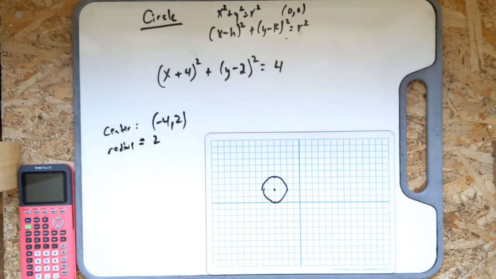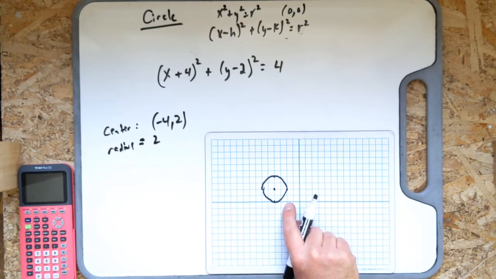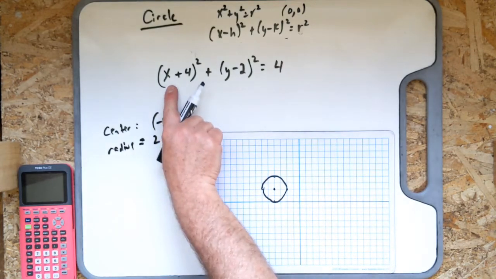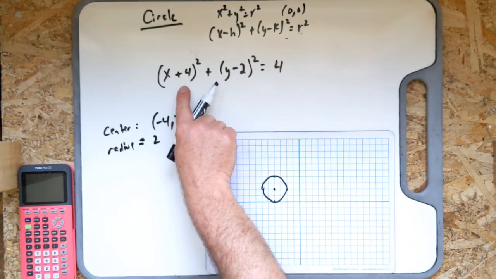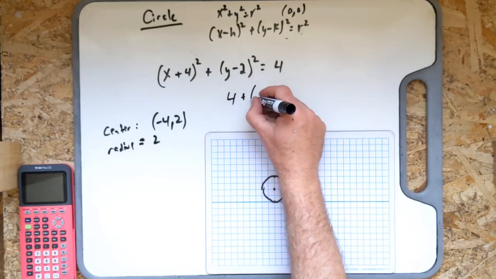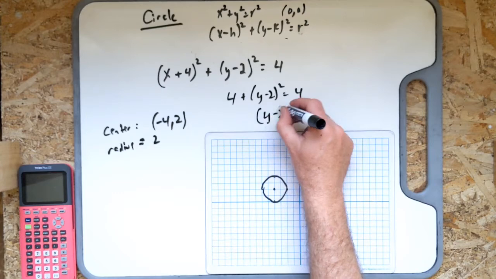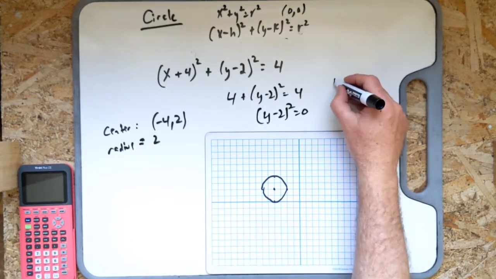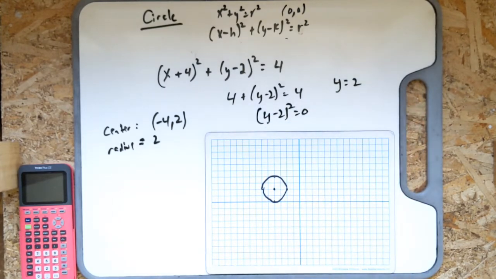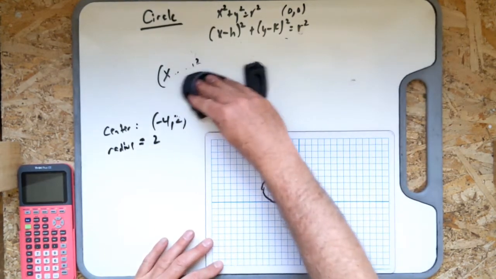I can plug in points just to demonstrate it works. If I put in x is, let's say, -2 here, for example, I should get y is 2. Put -2 in here, I get -2 plus 4 is 2 squared, or 4 plus y minus 2 squared equals 4, or y minus 2 squared is 0, which gives me y is 2, that point right there. But you don't need to do that, you can just take it from the equation. Okay, I'm going to have you do a couple now.